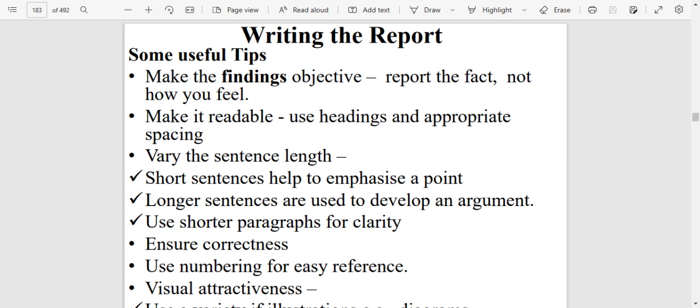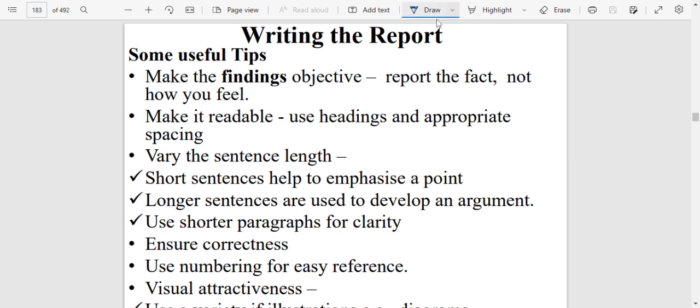So there's a certain outline in which you need to present a report. And if you don't present in such a manner, even if you've written sense, you might just be denied any mark because you've not followed the right outline of a report. Okay, some useful tips. Make the findings objective.